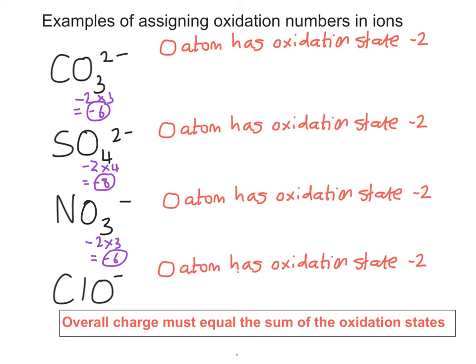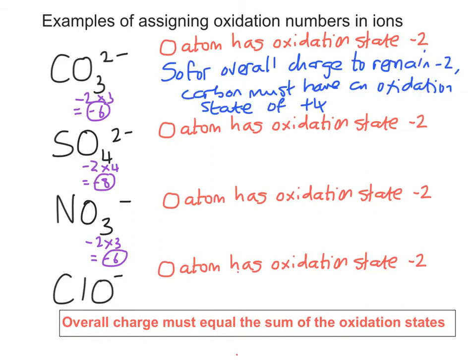So when you have multiple atoms of the same type, you have to multiply the oxidation number of each atom by the number of times it appears. So in carbonate, the oxygen adds up to a total of -6 because there's 3 of them, -8 in sulfate because there's 4 of them, -6 in nitrate because there's 3 of them. So in the case of carbonate, that must mean that the carbon has an oxidation state of +4. And we can apply oxidation numbers in that way. So in the same way, we can assign +6 to sulfur, +5 to nitrogen, and +1 to chlorine.